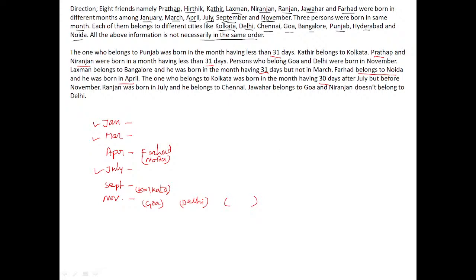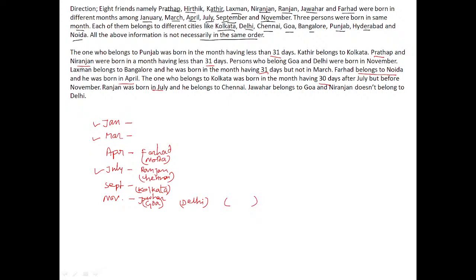Ranjan was born in July. So write it: Ranjan born in July and he belongs to Chennai. Johor belongs to Goa and Niranjan does not belong to Delhi. So Johor is Goa. Goa is already in November here, so Johor is here, and Niranjan does not belong to Delhi.